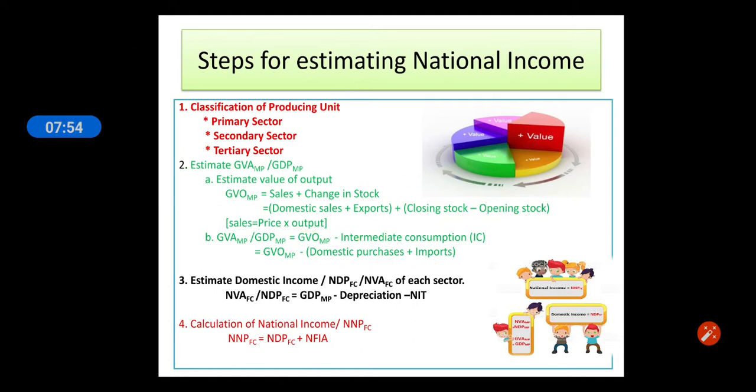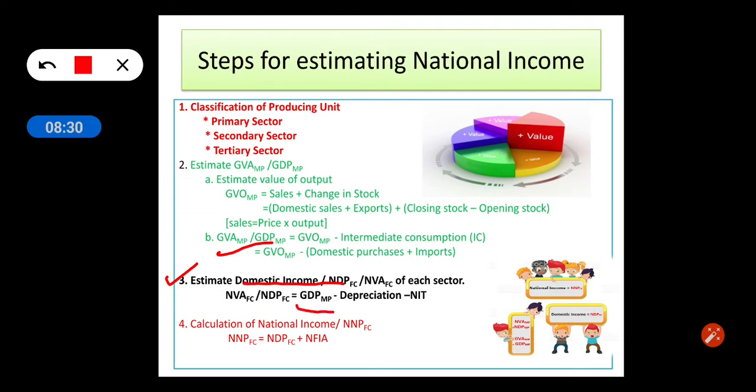After finding GVA, gross value added at market price, we should calculate domestic income. Domestic income is equal to net domestic product, NDP at FC, or net value added at FC. So we have to estimate the domestic income of each sector. And how can we estimate? We know that GVA MP is equal to GDP MP, right? So we bring the value of GDP MP here, and we have to convert GDP MP into NVA.